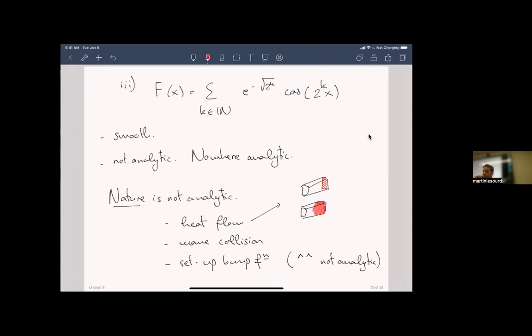Yeah. So, but we know that we can use, for example, the Israel junction conditions, and we can match the inside and outside. So would you call this problematic from the point of view of analyticity? What would you say?